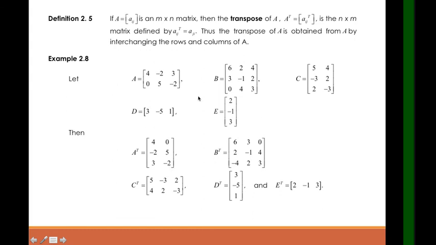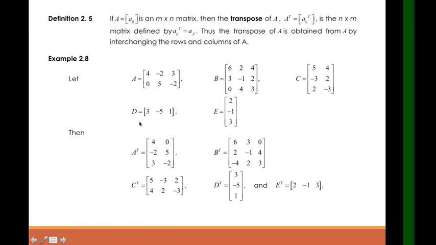Did you get it? For B, transposition of B is 6, 2, 4. So, 6, 2, negative 4. I'm sorry. There's something wrong. It should be negative 4. 3, negative 1, 2. 0, 4, 3. So, from a row, magiging column siya. Okay? For letter C, transposition of C, magiging 5, 4, ang column, negative 3, 2, and 2, negative 3.